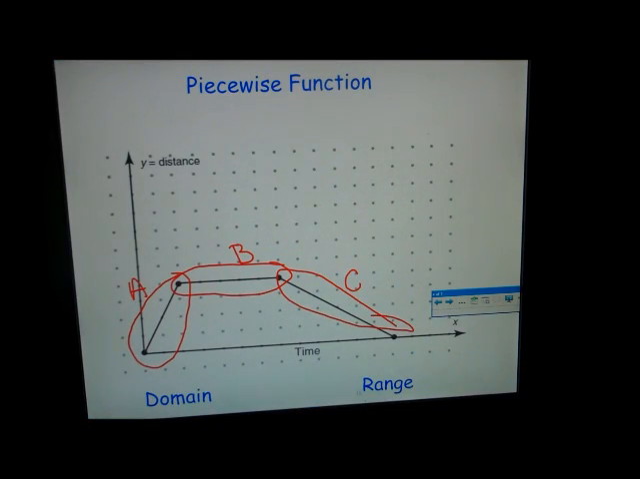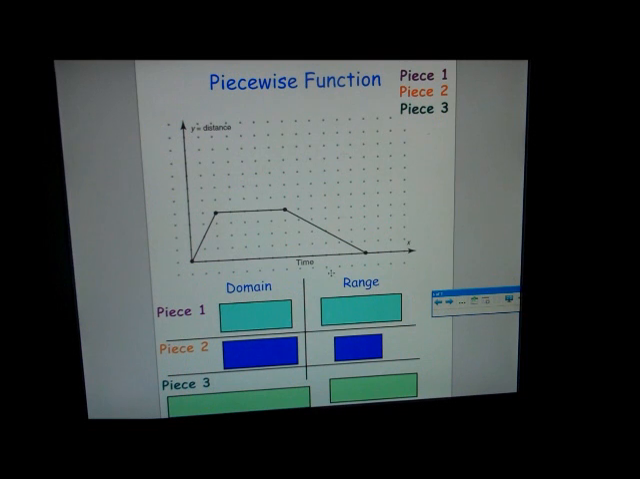Now I have the words domain and range down here, and that's what we're going to do next. We're going to find the domain and range for each one of these sections. Here's the same exact piecewise function, and we're going to label them. I called them A, B, and C before. We'll just call them piece 1, piece 2, and piece 3. It really doesn't matter what you call it.